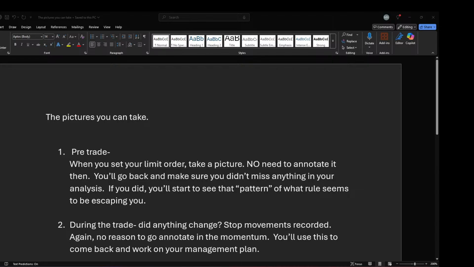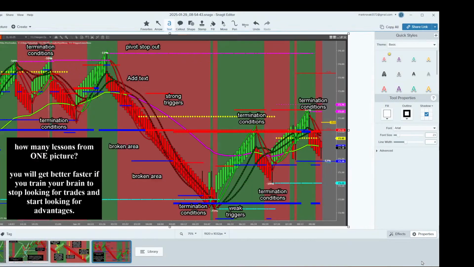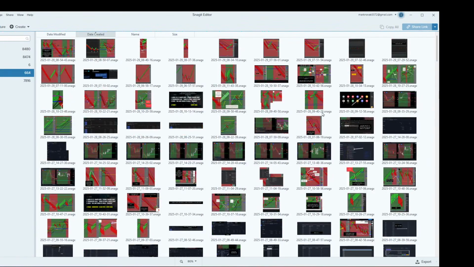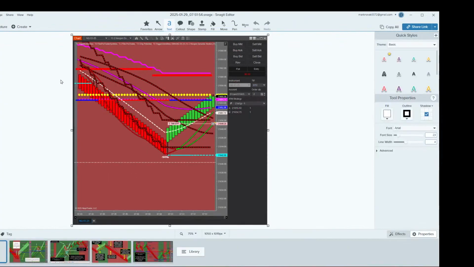In every trade that I take, I typically take 3 to 5 pictures, depending on the speed of the trade. I always take a pre-trade picture when I set my limit order. Let me go back. I'll show you one from this morning. When I am pre-trade, I take a picture of where I want to enter the market because I want to come back and make sure that I didn't break any rules. So I take that picture.